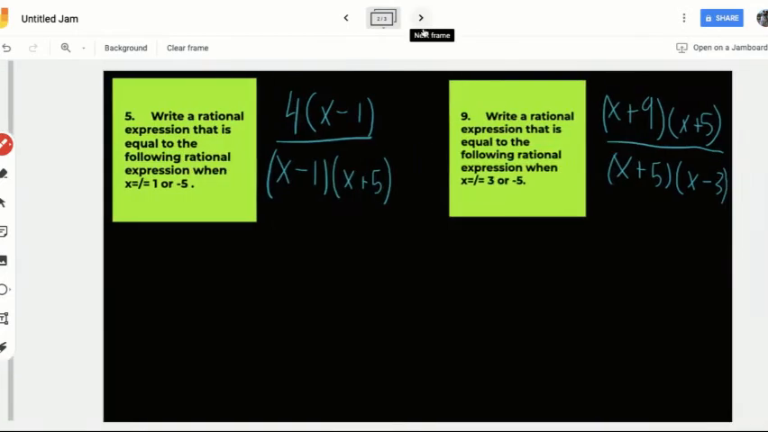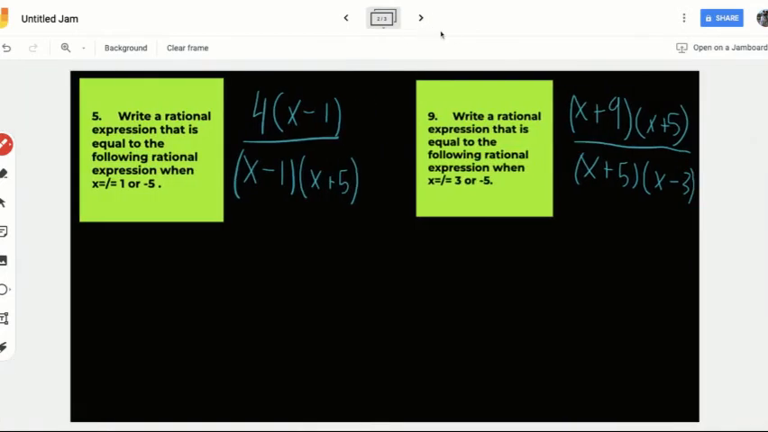All right, now taking this on to the actual content that we're talking about. We're going to use the same concept, and we're going to apply it to rational expressions. So we want to write a rational expression that is equal to the following, when x does not equal 1 or -5. Now, let's explain this. We don't need to do anything with this. What this is doing is giving us the domain.